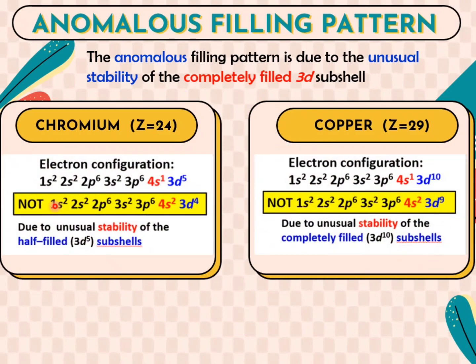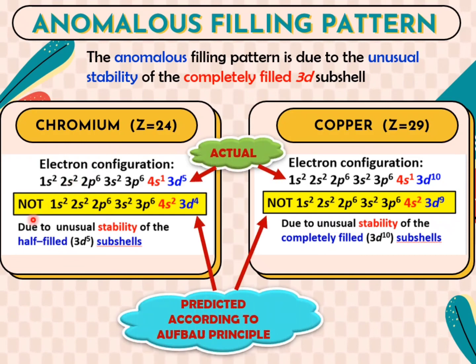Okay, what is the anomalous case? Okay, we look at the chromium first. So if you follow the Aufbau principle, so the electronic configuration should be like this: 1s2, 2s2, 2p6, 3s2, 3p6, 4s2, 3d4. This one according to Aufbau principle. Okay, but the actual configuration for chromium, dia akan jadi macam ni kelas. 4s ni akan donate 1 pada 3d. So dia akan jadi 4s1, 3d5. Kenapa jadi macam ni? Sebab according to the unusual stability of the half fill 3d5 subshell.